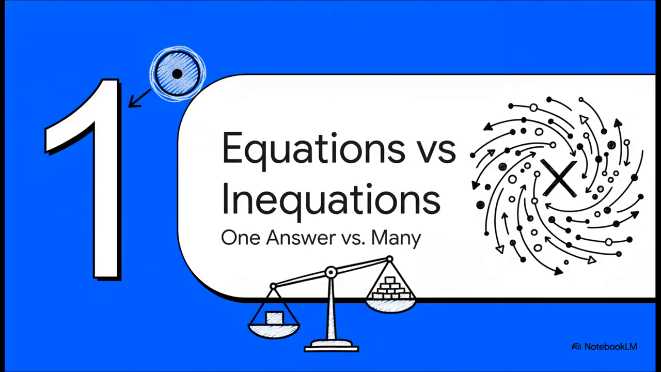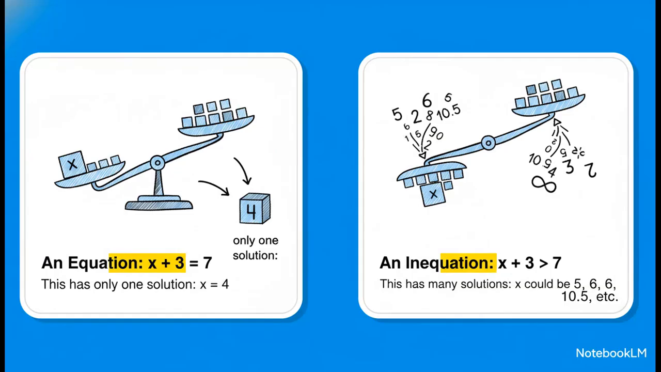What is the real difference between an equation and an inequation? You know, it's more than just a different symbol. It's a totally different way of thinking about what the answer even is. Okay, look at the left. An equation is like a perfectly balanced scale. For x plus 3 equals 7, x absolutely has to be 4, period. No other number will work.